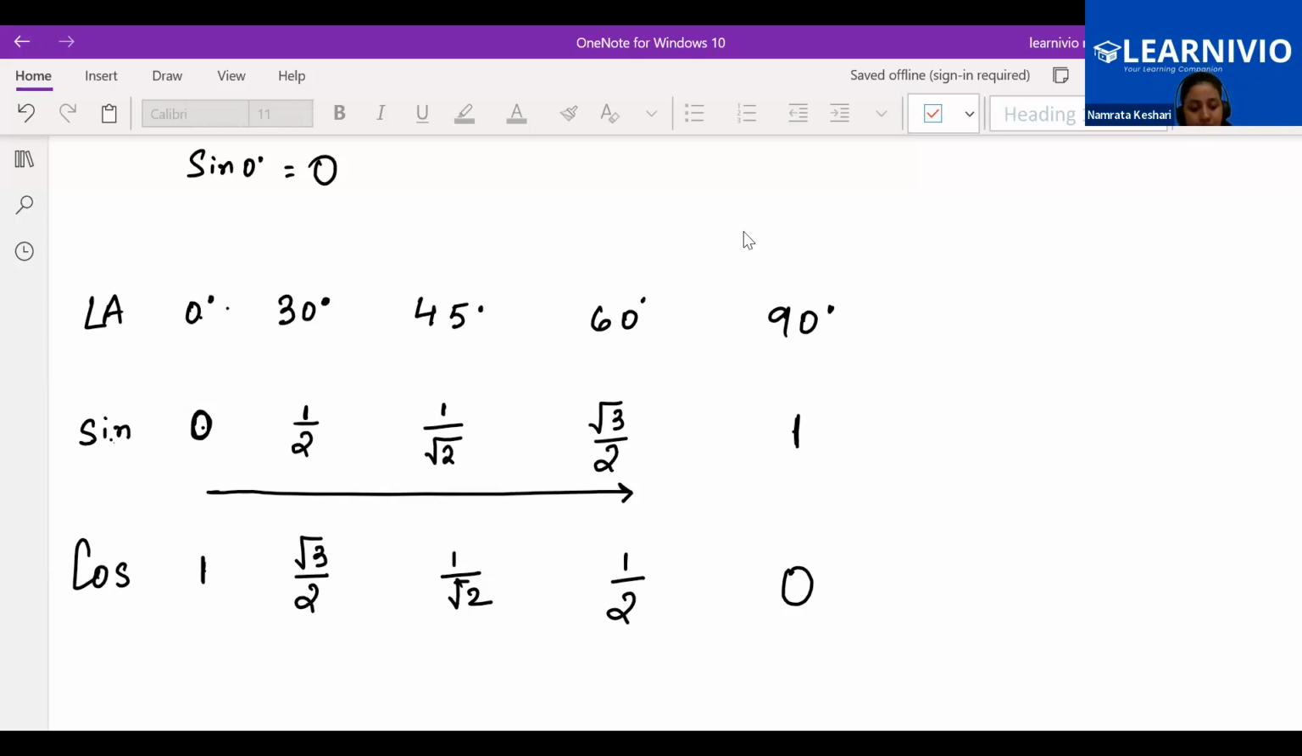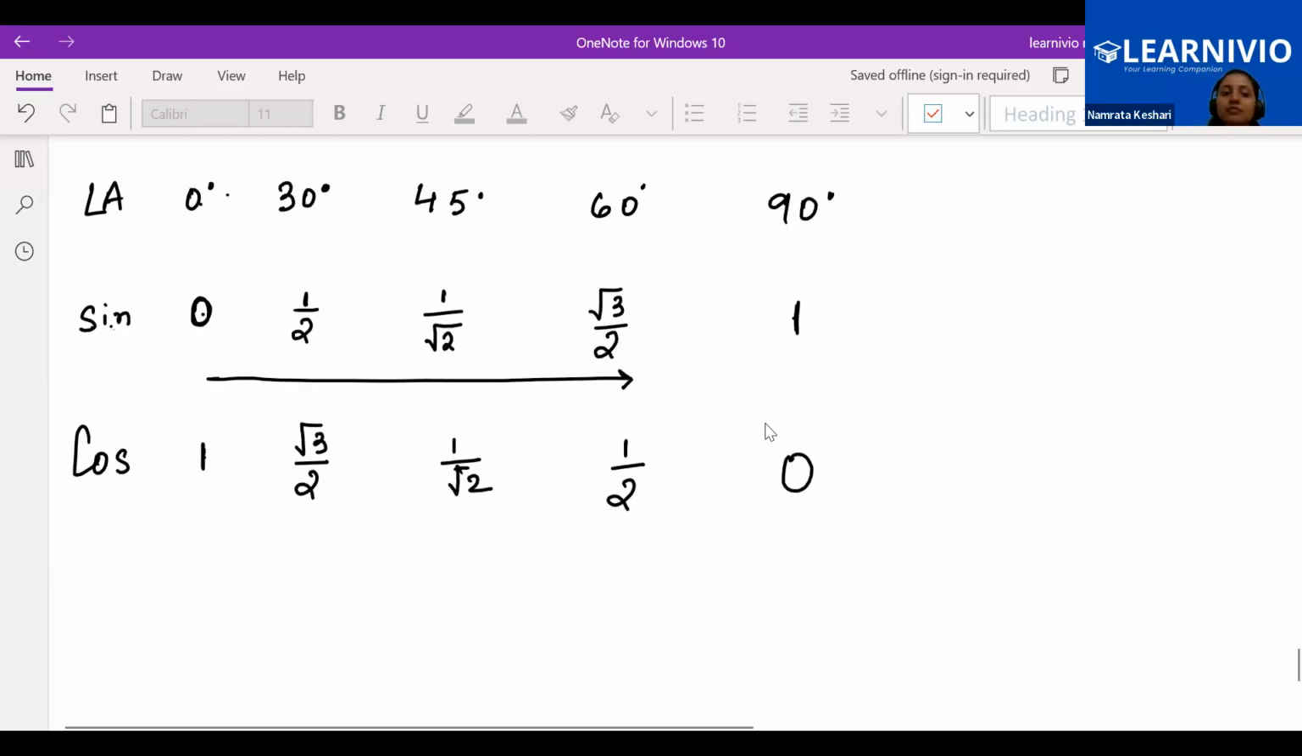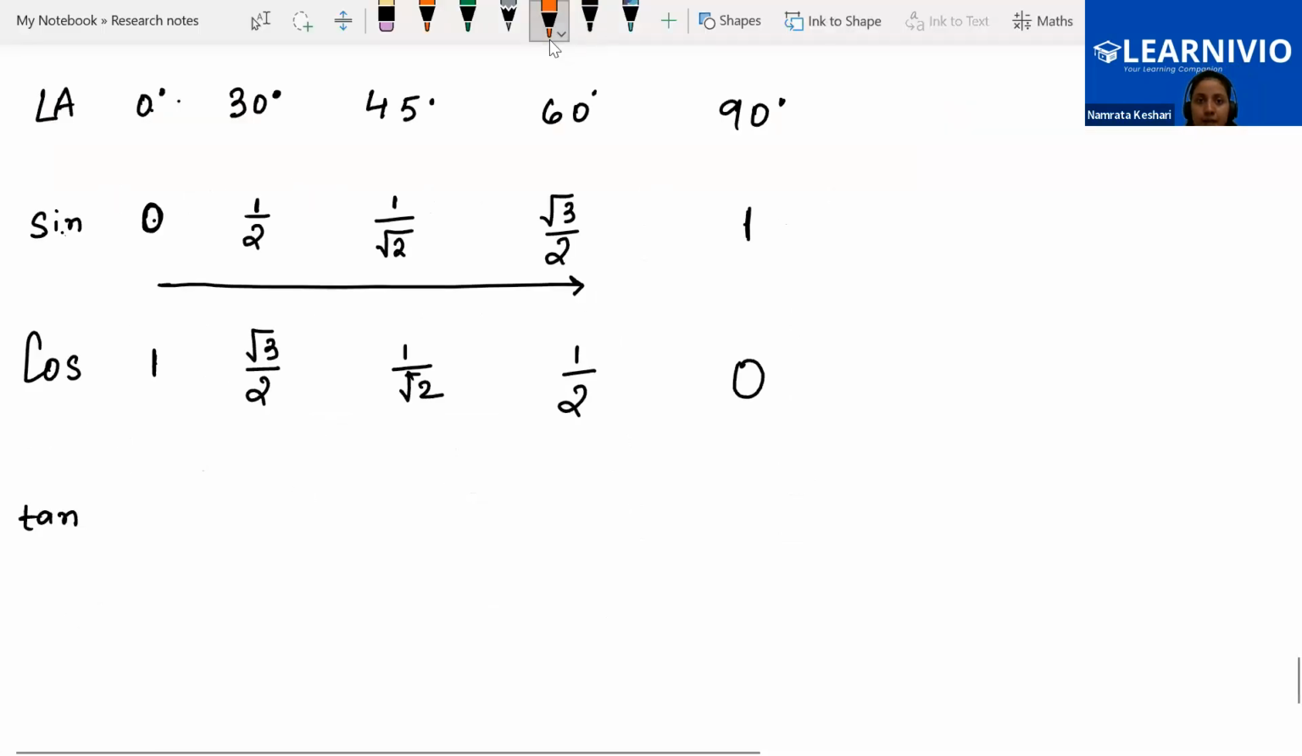Let's check the tan one. Now tan, we understand tan is nothing but just the ratio of sine by cos. Let me use a different color marker. Tan means sine by cos. Tan 0 will be sine 0 by cos 0. Sine 0 will be 0. Cos 0 will be 1. 0 by 1 is?